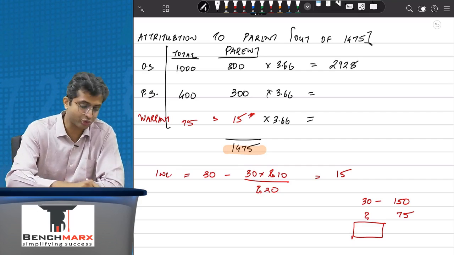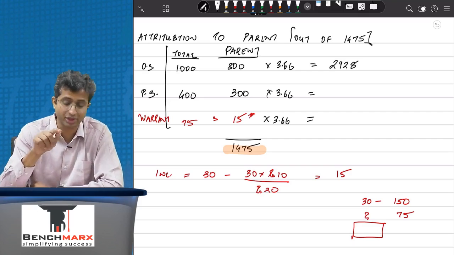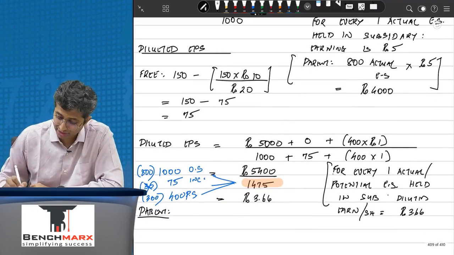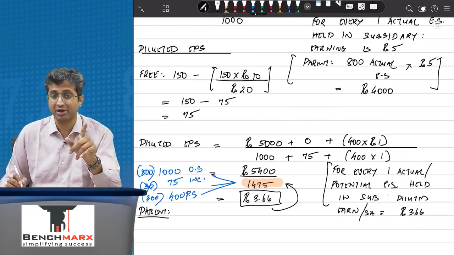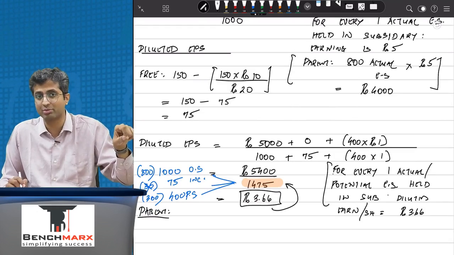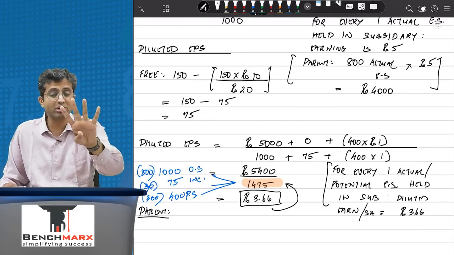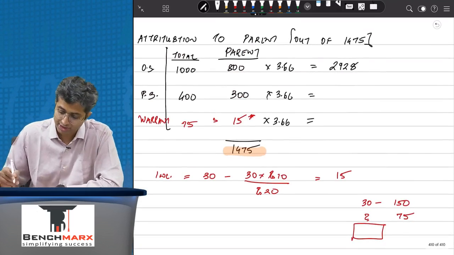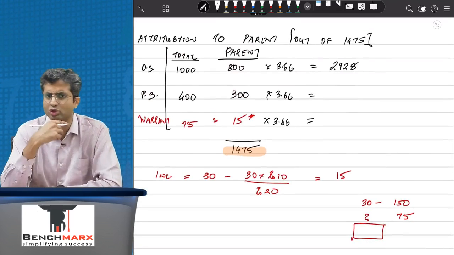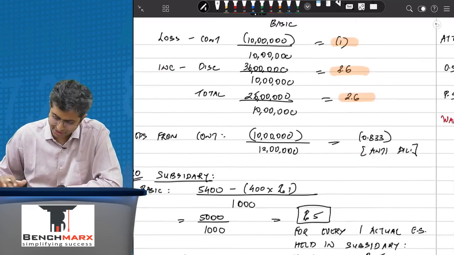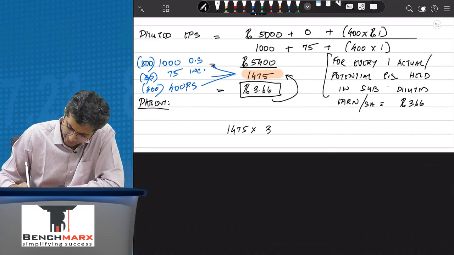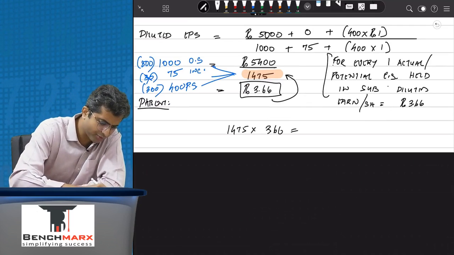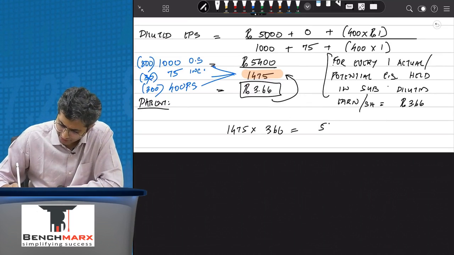300, sir, where is 300 an actual share? Not an actual share, but it is a potential share. When you calculate 3.66, we are saying 3.66 is the earning per each instrument included in 1475. 1475 includes 1000, which are ordinary shares, and 400, which are preference shares. So each of these 400 shares are also earning 3.66. So 1475 into 3.66 will give you 5400.